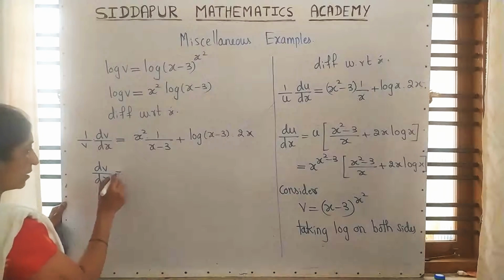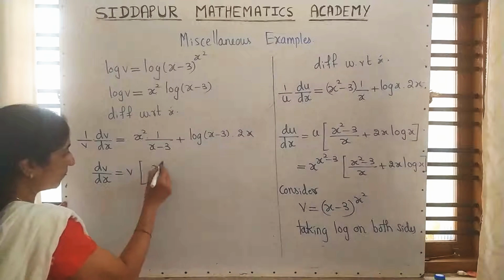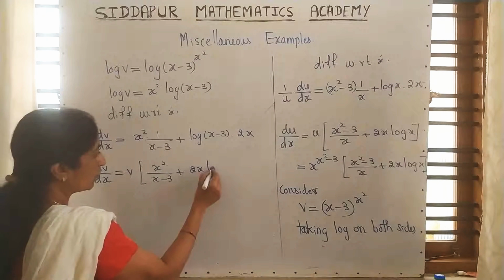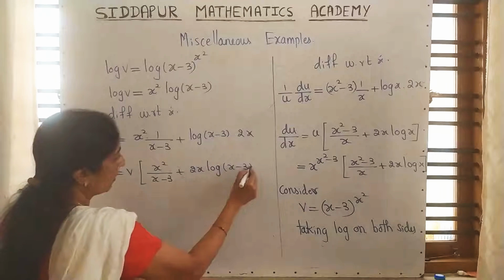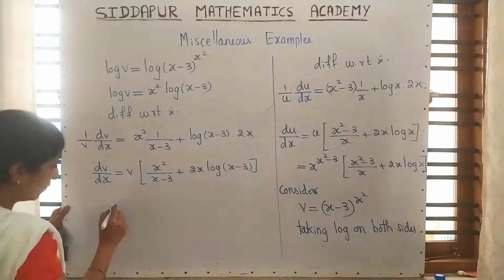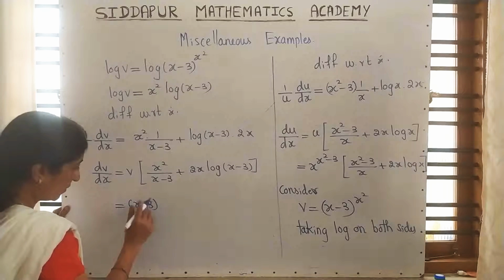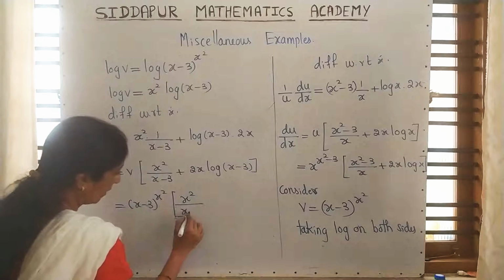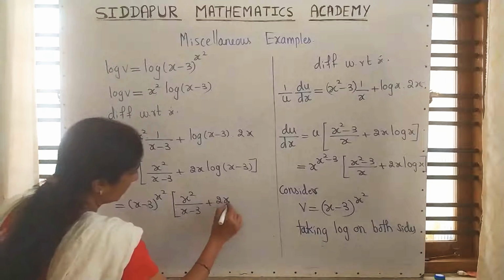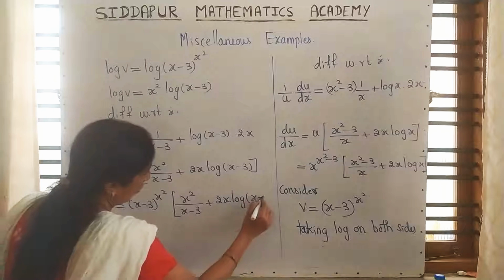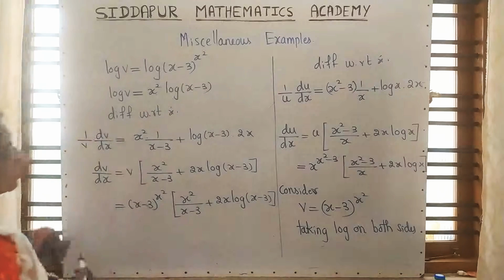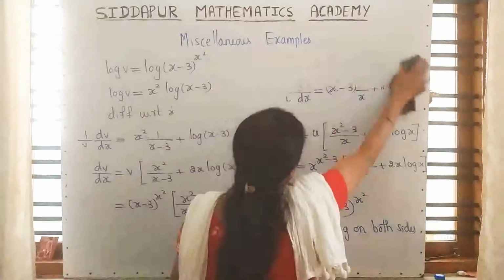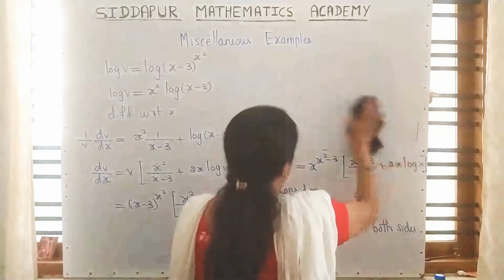dv upon dx is equal to v in the bracket x square upon x minus 3 plus 2x into log of x minus 3. Write down that v value. v is x minus 3 whole raised to x square in the bracket x square upon x minus 3 plus 2x into log of x minus 3. Now write down this value in equation 1. Already you know what is equation 1. Substitute du upon dx and dv upon dx in equation 1.